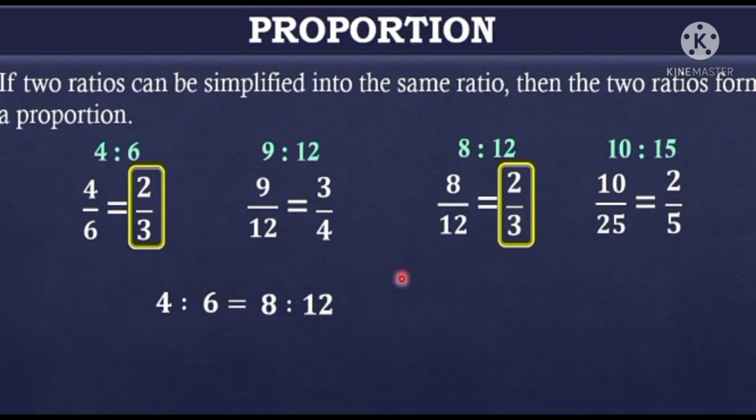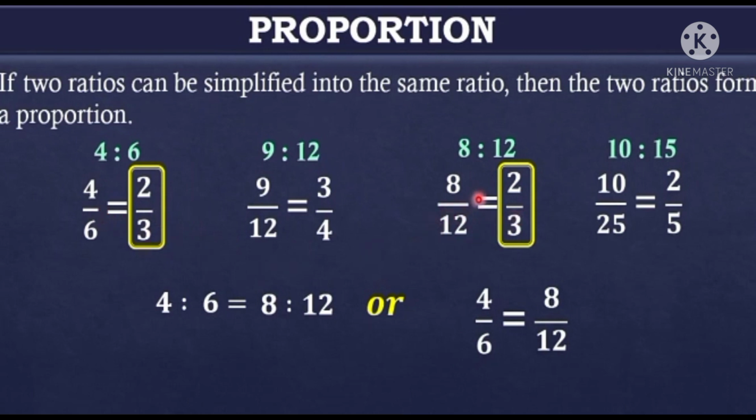Given the simplified ratios of the given sets of ratios, as you can see, 4 over 6 is equal to 8 over 12. Why? Because they have the same simplified ratio or lowest term. Since they have the same lowest term, we can say that 4:6 is equal to 8:12. So these two ratios are equal.